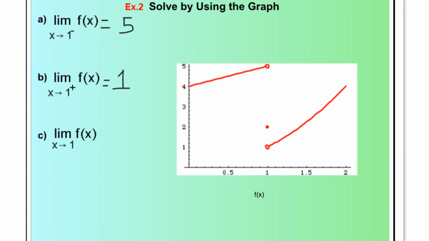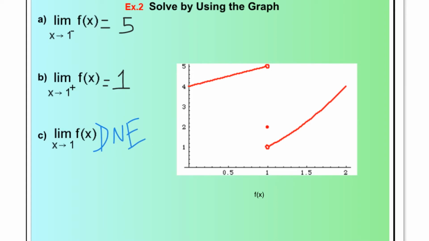Alright, question C. Find the limit of f of x as x approaches 1. When they say it that way, they're intending from both directions. We're going from the left side and from the right side. Oh man. You see how they're broken right here? How they're not the same value? You can even see it here. Not the same value. If the limit of approaching from the left is not the same as the limit as it approaches from the right, that means the answer is DNE, as in does not exist.